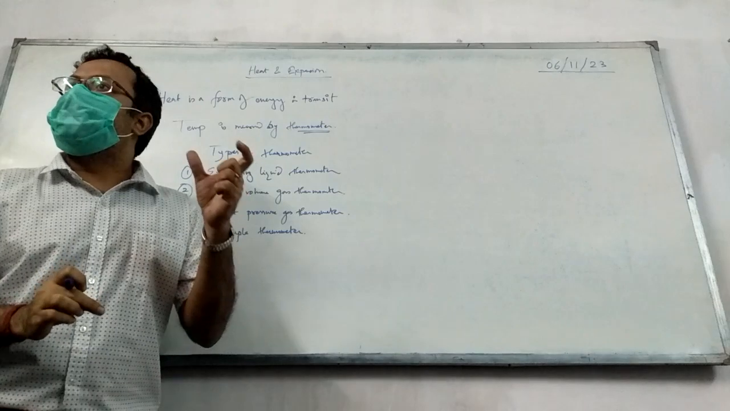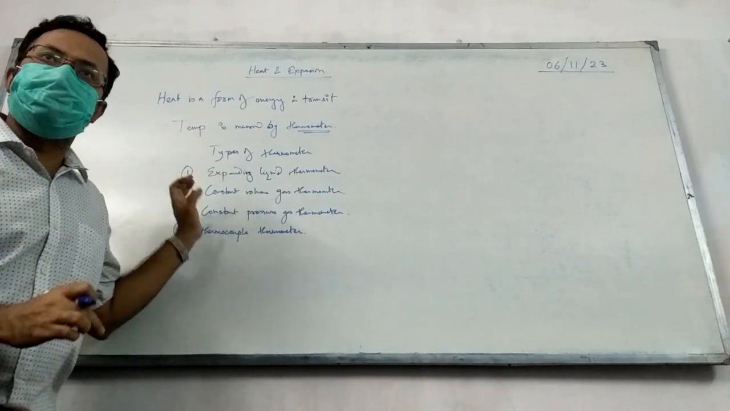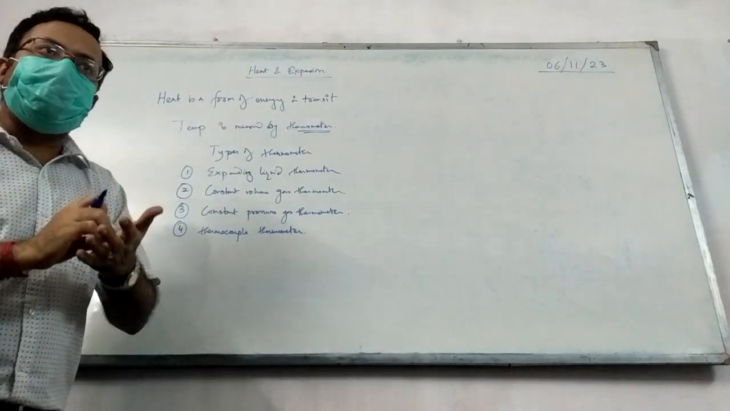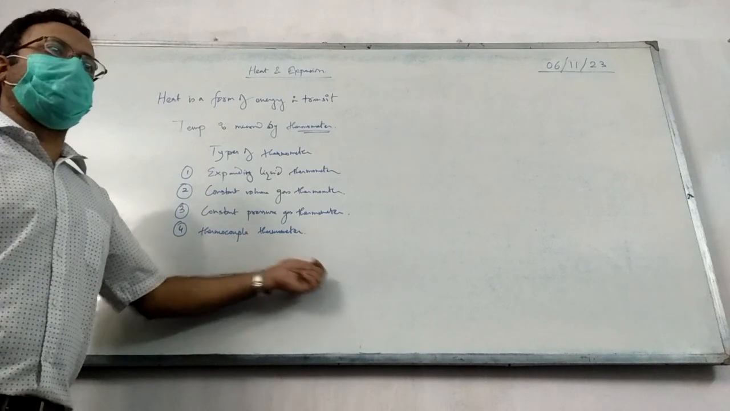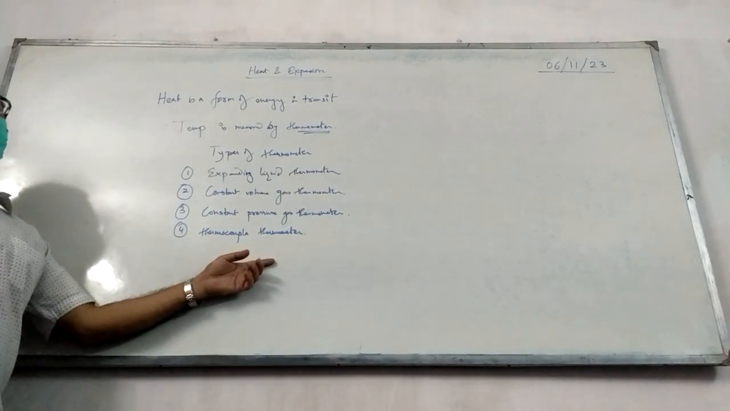So if we measure the junction currents, then we can find out that with the change in temperature, the current also changes. So if we can calibrate it, we can use it as a thermometer. It's called a thermocouple thermometer. Now you have a question, sir, why do we use this?